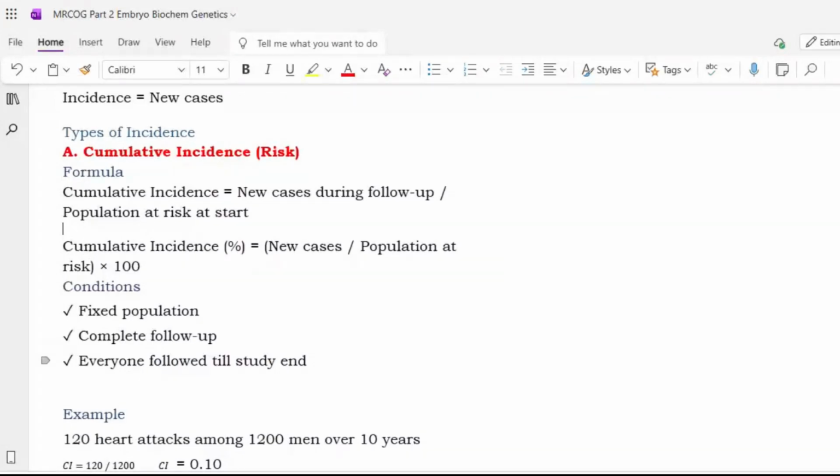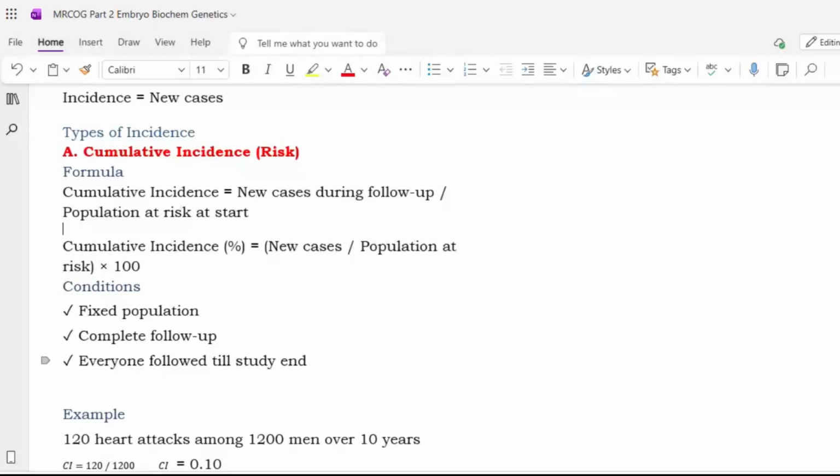So what does the cumulative incidence mean? Cumulative incidence is equal to new cases during the follow-up divided by the population at risk at the start. So it is the new cases during the follow-up divided by the population at risk at the start. In percentages, cumulative incidence will be new cases upon population at risk multiplied by 100.